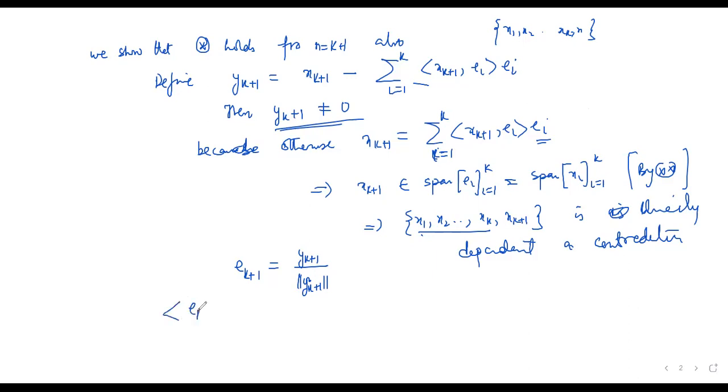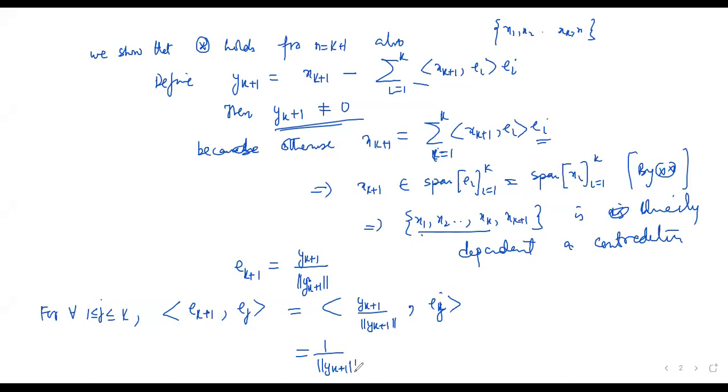पहले मैं दिखाता हूँ कि the inner product of ek+1 and ej is actually equal to 0 for all j from 1 to k. चलो लिखते हैं पहले, for all j lying between 1 to k, this is equal to, ek+1 को substitute करते हैं, so it would be the inner product of yk+1 divided by the norm of yk+1, comma ej. Now you take this out and substitute the value of yk+1, that's here. So it would be xk+1 minus the summation i runs from 1 to k of the inner product of xk+1 and ei, times ei, comma ej.